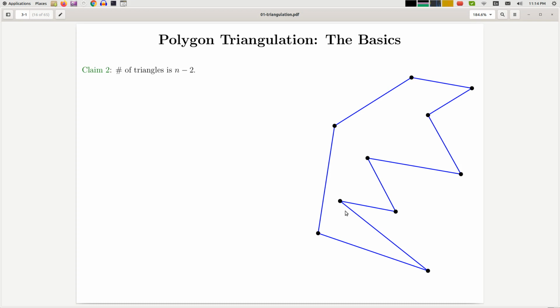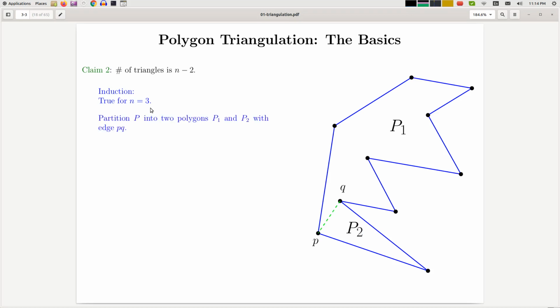The next claim that I want to prove is that the number of triangles in a triangulation is always n minus 2. This is much easier to prove than the previous claim, so let's go through it. We're going to use induction. For n equals 3, this is obvious, because then the polygon is just a triangle, and a triangle has only one triangle, and 3 minus 2 is 1, so it holds.